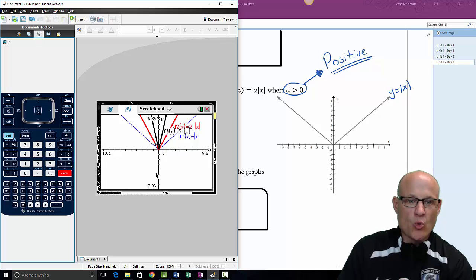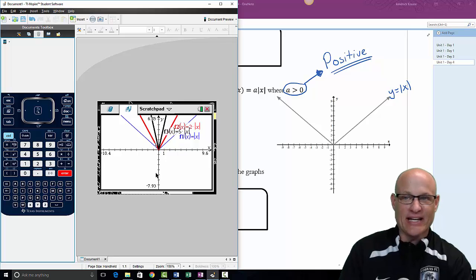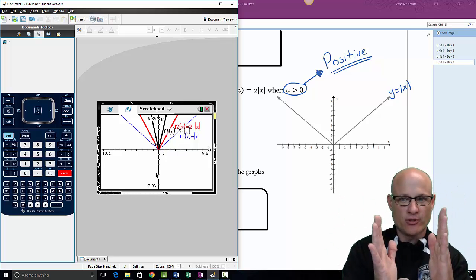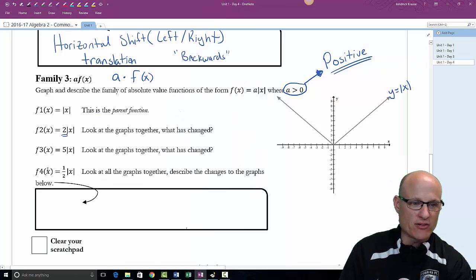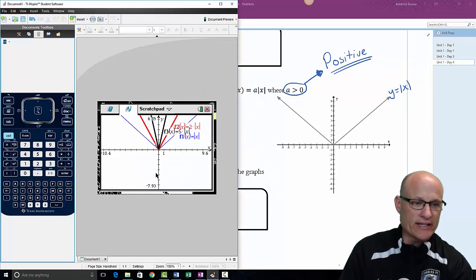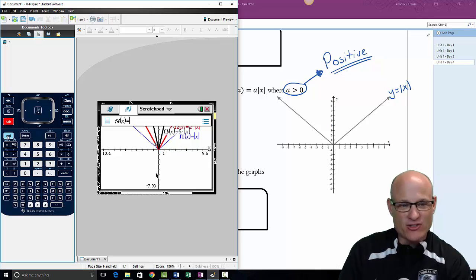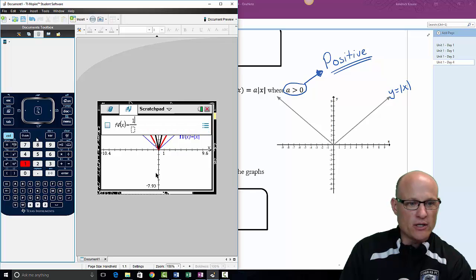Oh, okay. So when the number is positive, it gets steeper. When the number is positive, it gets steeper. All right, let's do that last one. The last one's positive. 1/2 is positive, so it's going to get steeper as well. So we'll press tab, and in order to get a fraction on this calculator, you hit control division, and I do 1/2 absolute value of x.